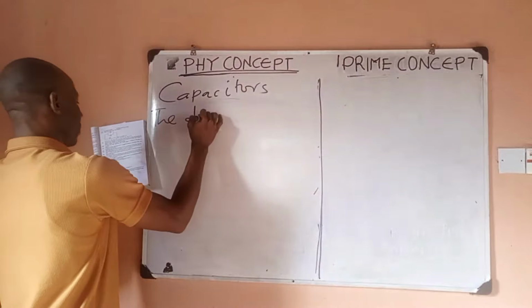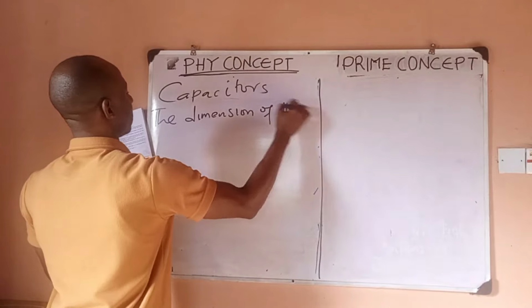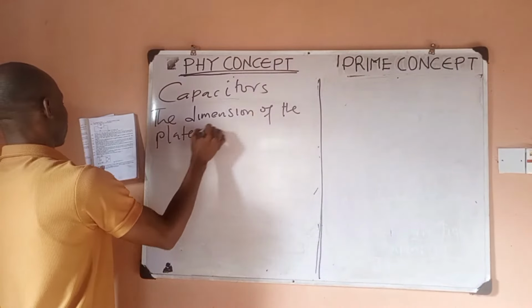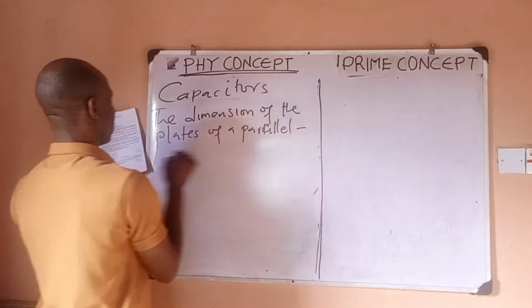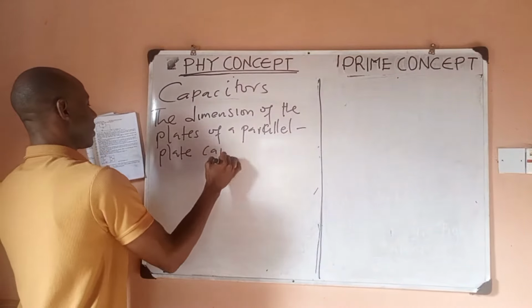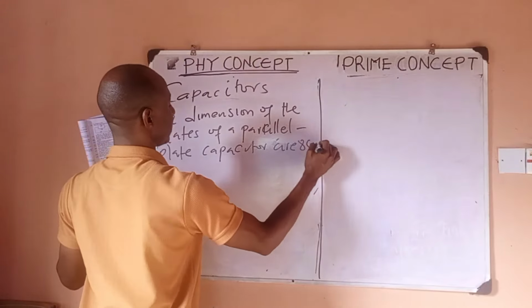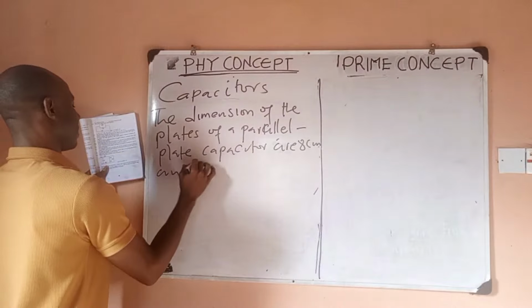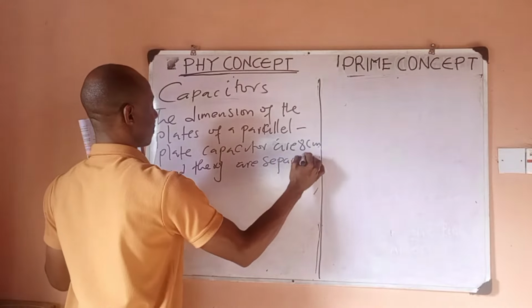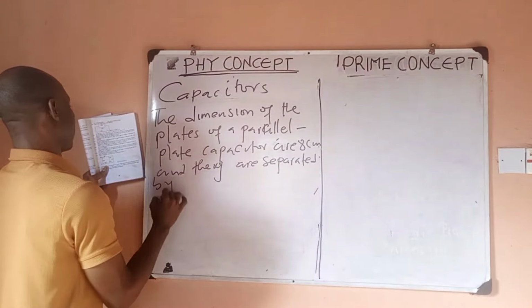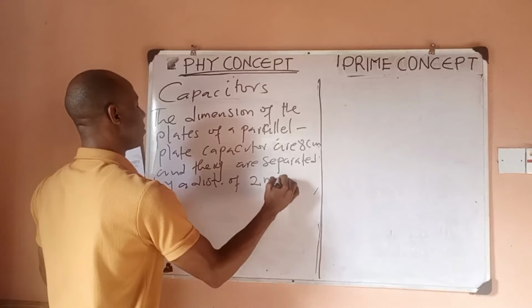The dimension of the plates of a parallel plate capacitor are 8 cm and they are separated by a distance of 2 millimeters.